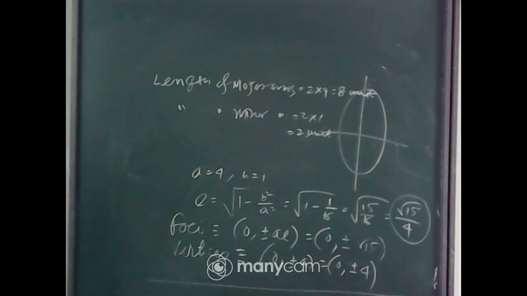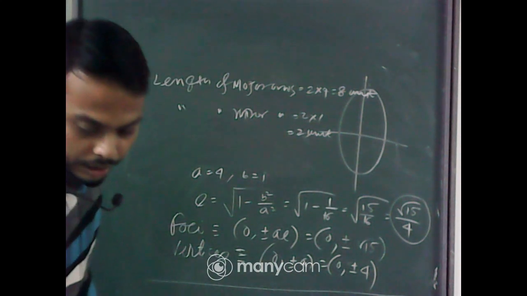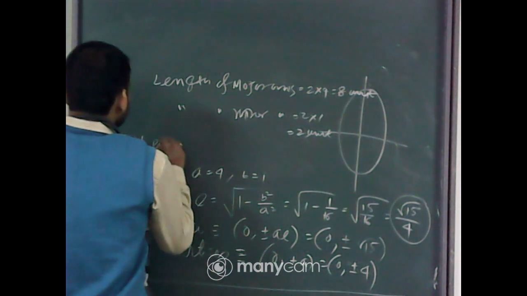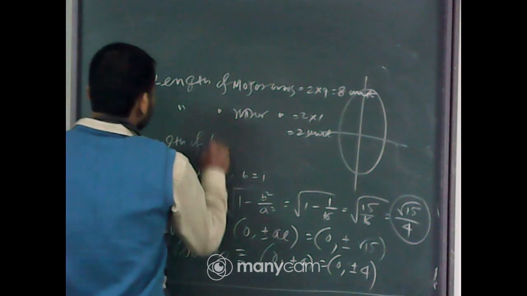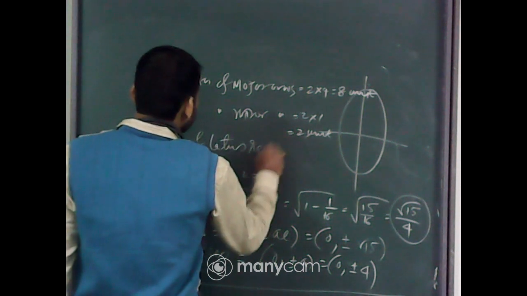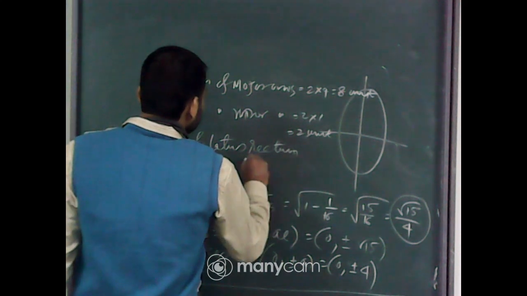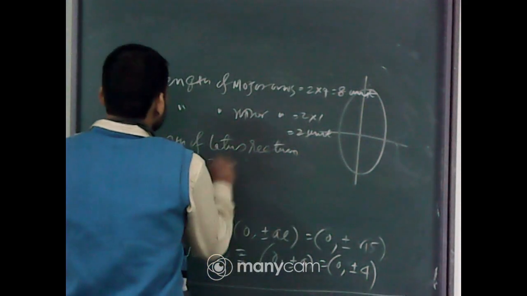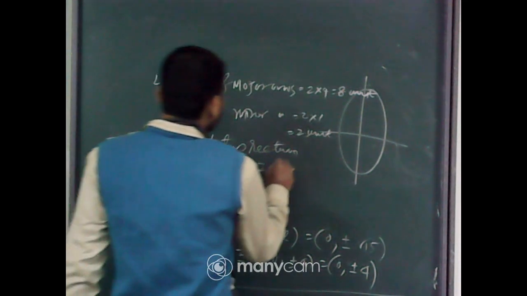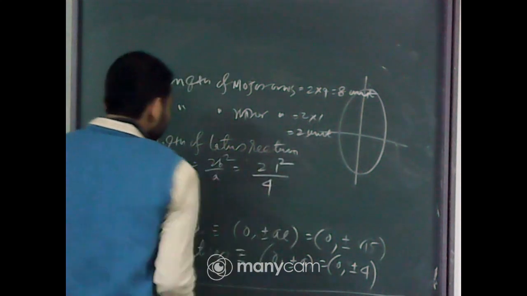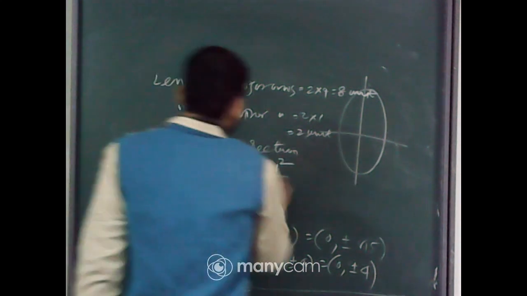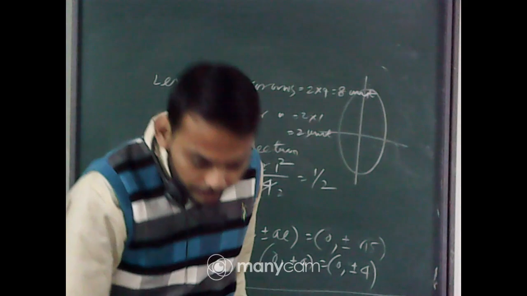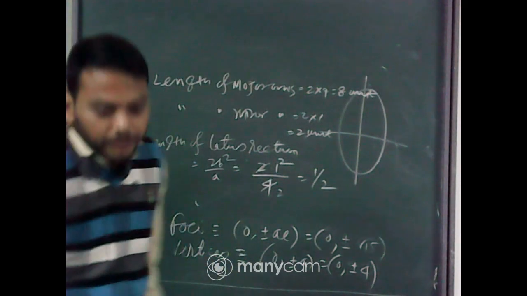E, the last thing, that is the length of the latus rectum. Length of latus rectum, that is 2b square by a. 2b square by a, so 2 into 1 square by 4. That means it will be 1 by 2. Okay. Have you got it, this one?